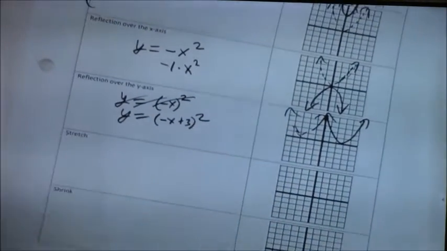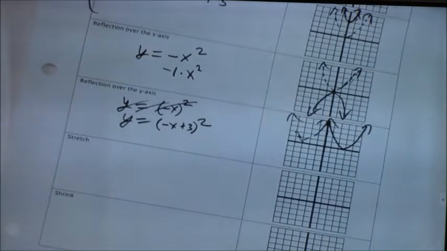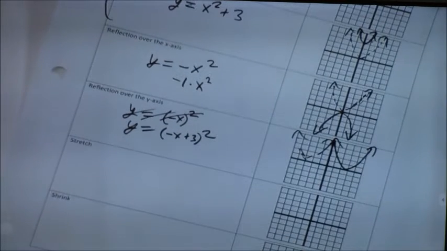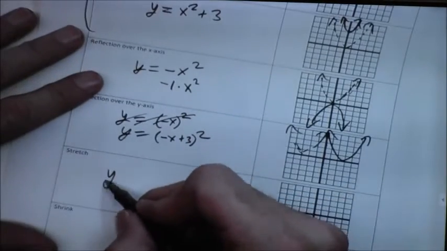Stretching it is, think of a rubber band, and when you pull it, it stretches out like that. So it actually makes it thinner. Whereas the shrink, this one here, will make it open wider like that. And that's where it's the number on the outside.